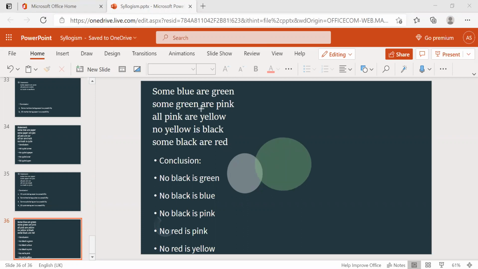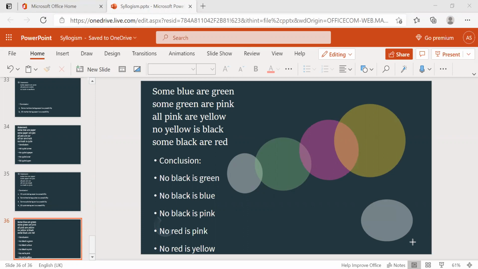Okay. And some green are pink. Pink. And all pink are yellow. Okay, we'll take yellow. No yellow is black. Okay, black we cannot take it there, white we will take. It's already white here. We'll take this one. This is black. Some black are red. It is also not visible properly. See, it will be better here.